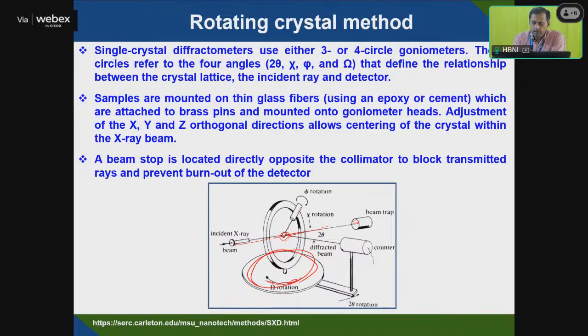So what are the four angles? You have 2 theta, the diffractometer angle, that is the diffracted beam angle, then you have chi, then you have phi, and then you have omega.